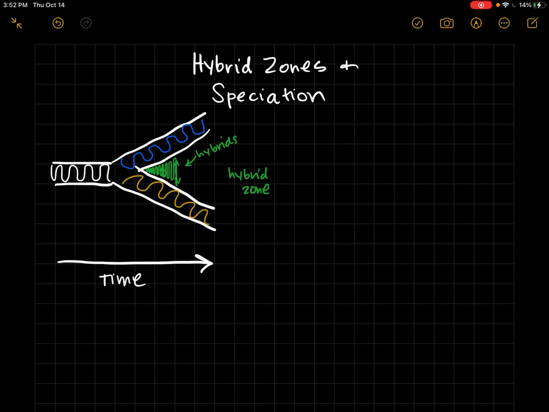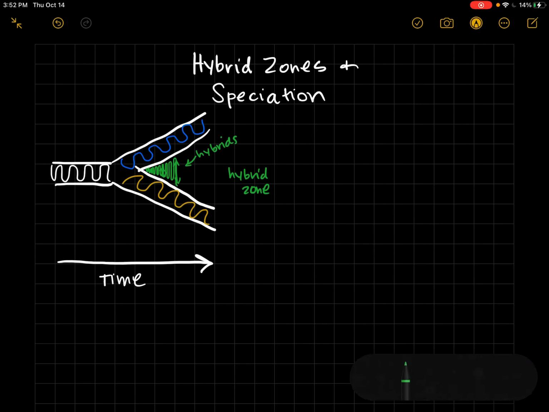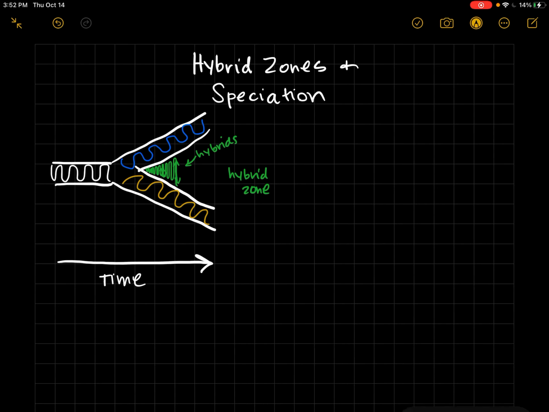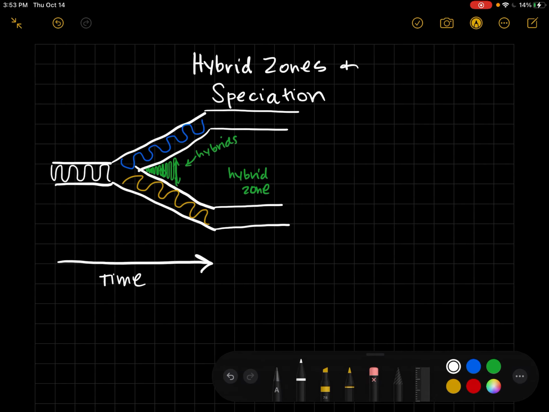So the question that we're looking at today is what happens next? Now, nothing can happen. This can be a stable situation and it doesn't change, meaning that we keep both of the parent populations and we also maintain the hybrid zone. So the parent populations eventually are going to stop diverging. So we'll just draw them as regular lines here. Okay, so they're no longer diverging now.